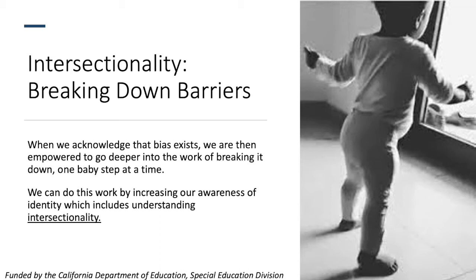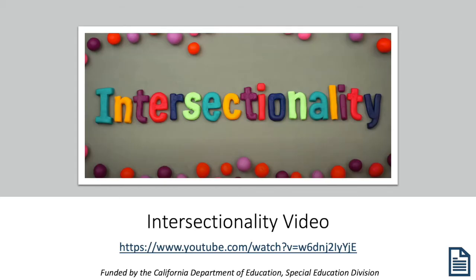We can do this work by increasing our awareness of identity, which includes understanding of intersectionality. Conversations around privilege, power, and implicit bias begin with self-reflection of how our society works and that there are certain people that benefit from the way the world is structured, and there are those who are marginalized because of these structures. Take a moment to watch a short video on intersectionality from Teaching Tolerance located on the Padlet. There is a space in your processing guide to express your thoughts while watching the video.